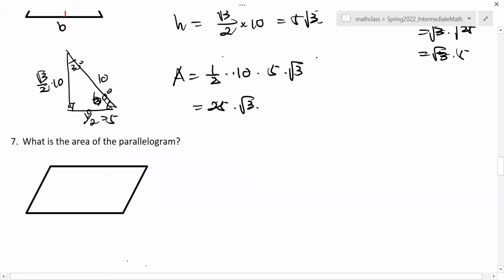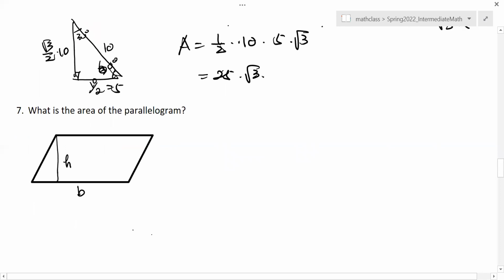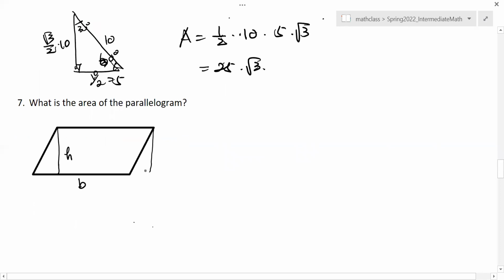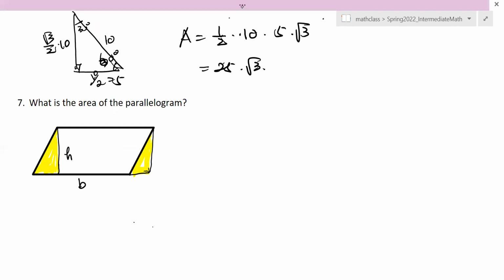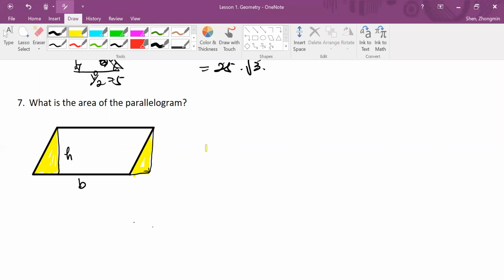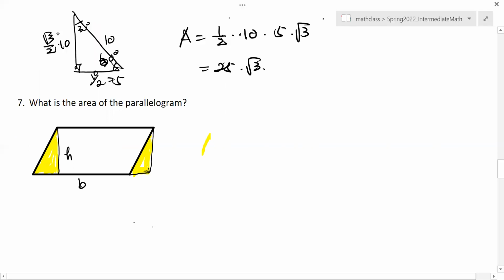Now let's try to figure out the area of the parallelogram. How do we find the area of the parallelogram? If this side is B and the height is h, some of you say, I remember the formula, right? But how do you find the formula? The idea is very simple. You cut one triangle here and move it to here. So what do you get?